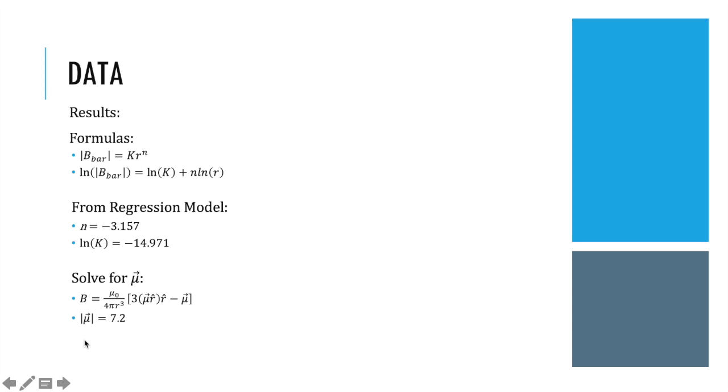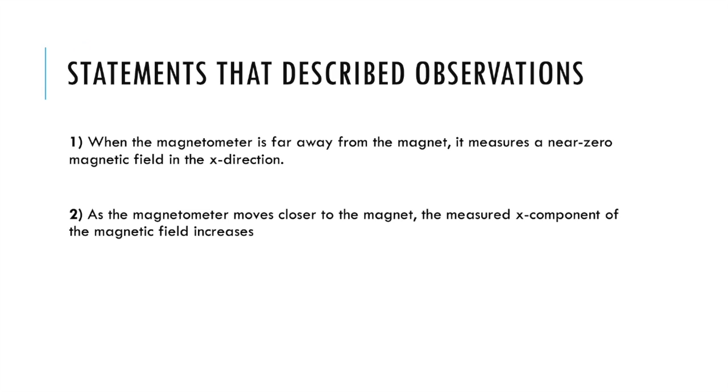However, after some discussion with the TA, we realized that the value of mu should be negative 2, but this could be due to discrepancies from our geographic location, calculation errors, or magnetometer recording errors as well. The main statements that describe the observations are that when the magnetometer is far away, we measure a near zero magnetic field in the x direction, and as the magnetometer gets closer to the magnet, the x component increases.